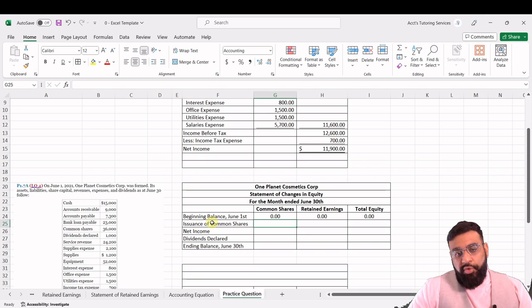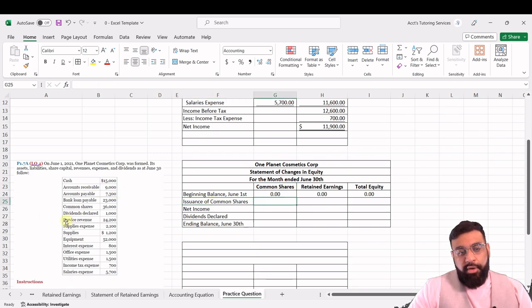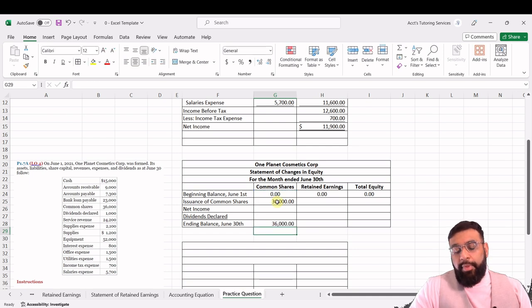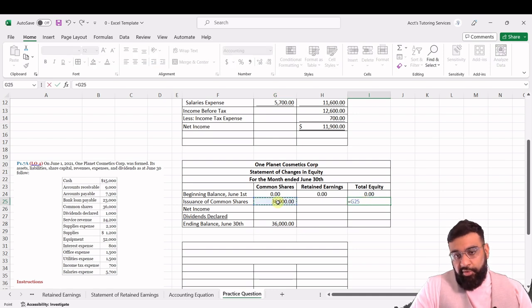So now issuance of common shares is only going to impact common shares. And as you can see over here, our common shares were 36,000, which we must have issued throughout the year. So now common shares is essentially done because net income has to do with retained earnings. Dividends declared has to do with retained earnings. So now we can calculate the ending balance in common shares, which is just going to be the 0 plus the 36,000, and then we're done. Now to go over to the total equity, it's just going to be the 36,000 over here.